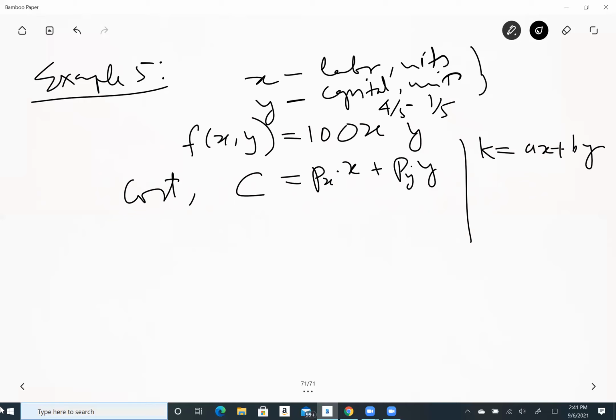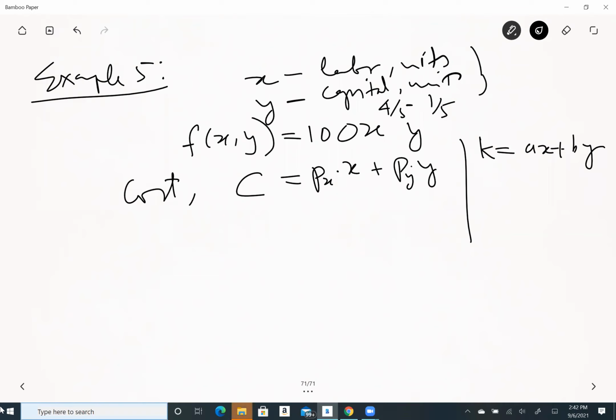How do you get the cost of X? Simply by multiplying the X in units with the price of X. Similarly for Y, you multiply the quantity of Y, the input, which is capital here, by the price of capital. So you get the cost of capital.